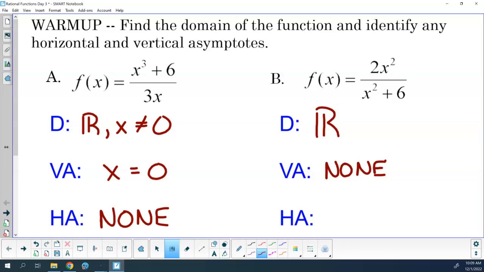Horizontal asymptotes. Degree of the top, 2. Degree of the bottom, 2. So that's the same, right? So then I look at the lead coefficient. What's the lead coefficient on top? 2. What's the lead coefficient on the bottom? 1. 2 divided by 1 is 2. So this is y equals 2. Questions on that? Good stuff. I threw you a little curveball with that, just straight up all real numbers.